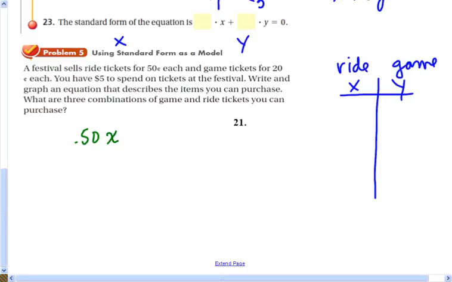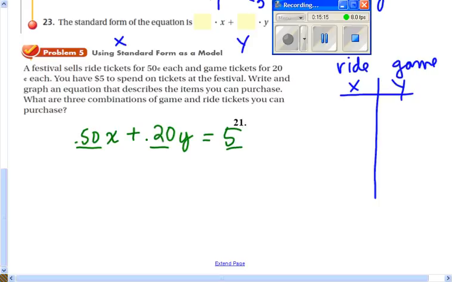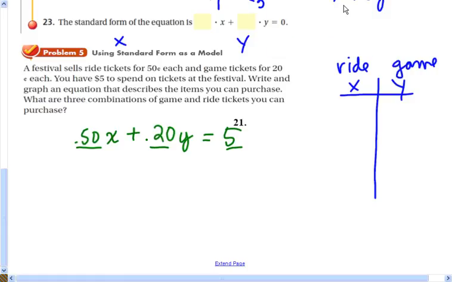And if I multiply 20 cents times the number of game tickets I buy, which is y, that represents how much I spent on game tickets. If I add those, that's the total I spent. And since we have $5 to spend, we know that those two add up to $5. Now, the only thing I might want to do to fix up this equation is to be in complete standard form, I might multiply everything by 100, and that would get rid of the decimals. But I think for this problem, we can just use what we have here.